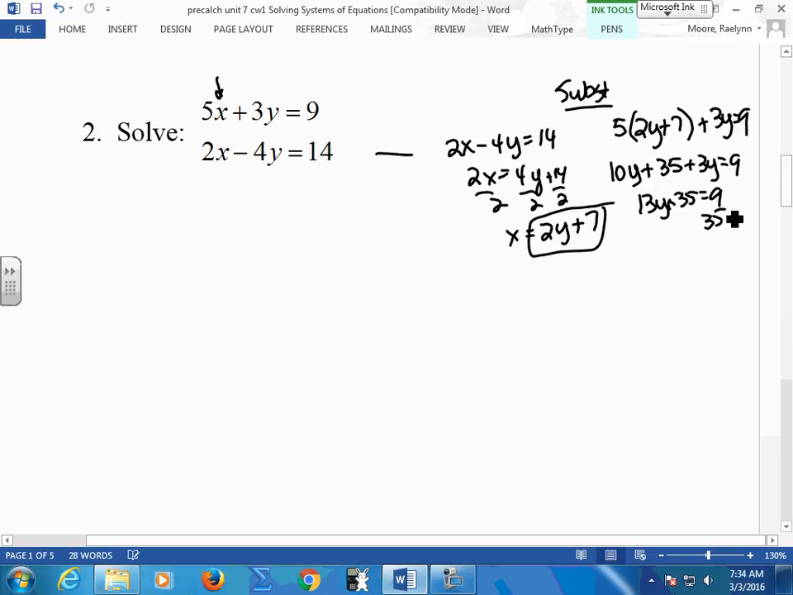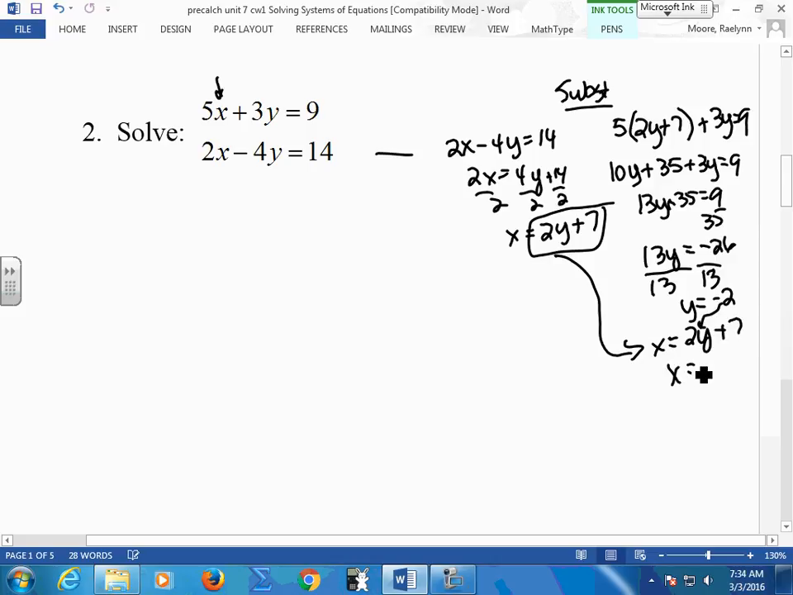Subtract 35. Okay, are we done? Nope. We got another variable. We want to take this and we want to solve for this. Plug this in, so negative 4 plus 7 is 3.